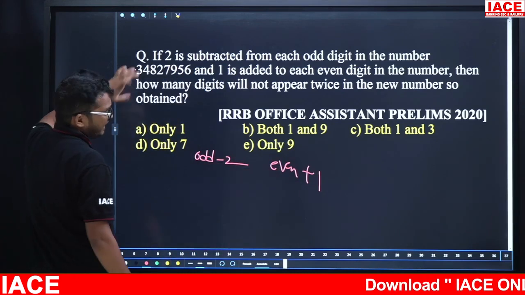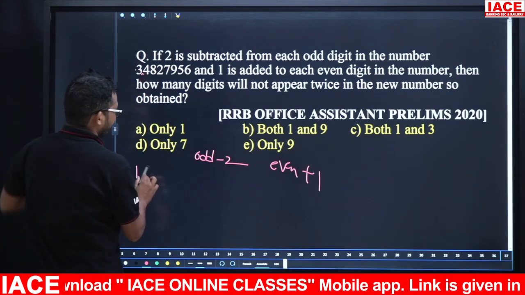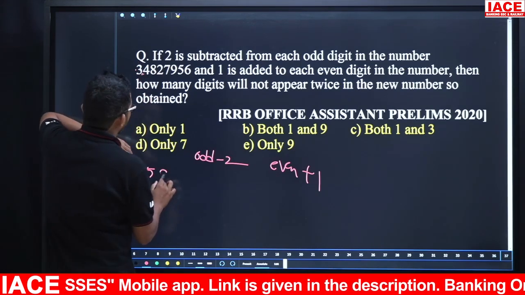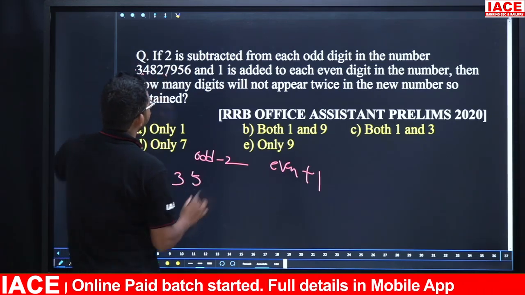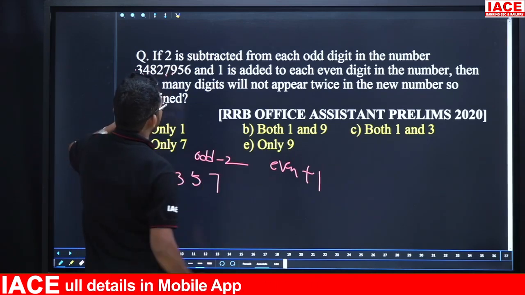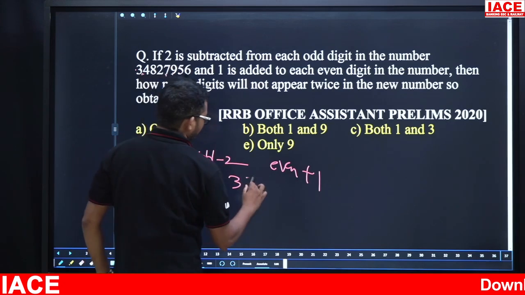Now take 3. 3 is an odd digit, minus 2, then 1. 4 is an even digit, plus 1, here 5. 8 plus 1, 9. 2 plus 1, 3. 7 odd digit, minus 2, here 5. 9 odd digit, minus 2, here 7. 5 odd digit, minus 2, 3. 6 even digit, then plus 1, 7.